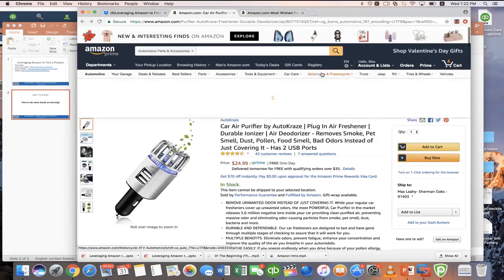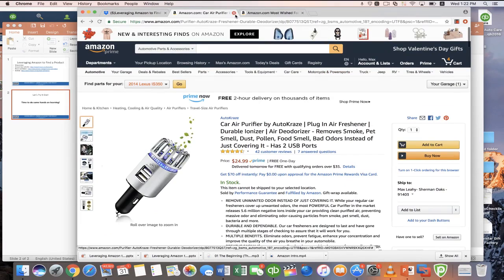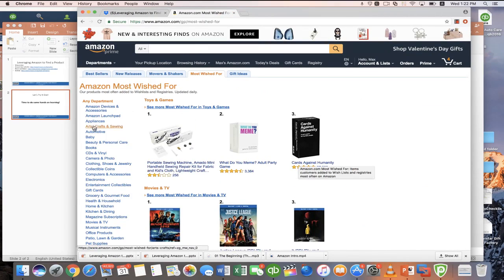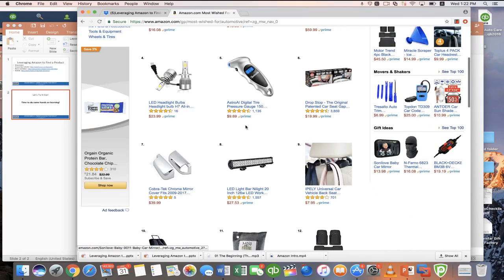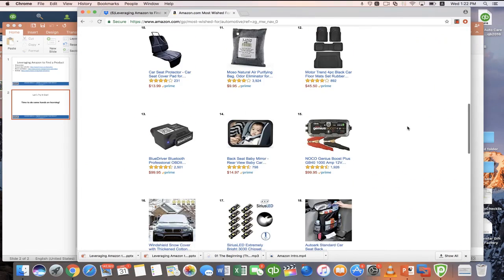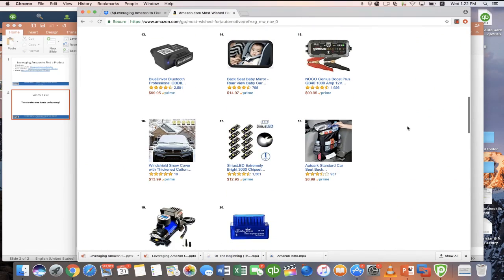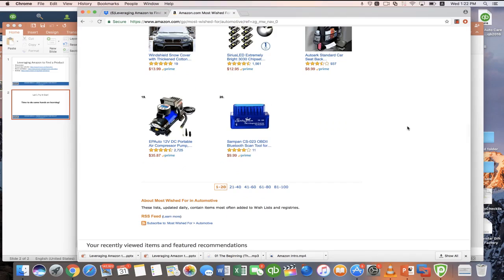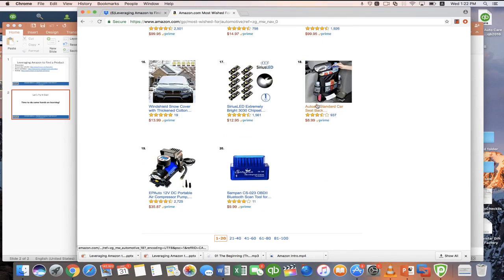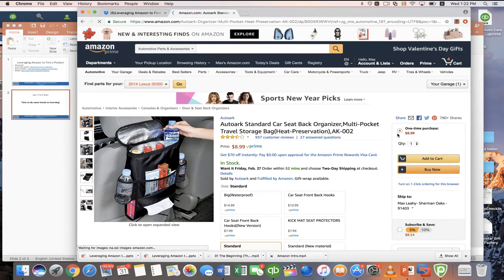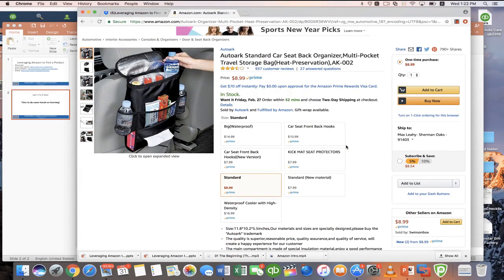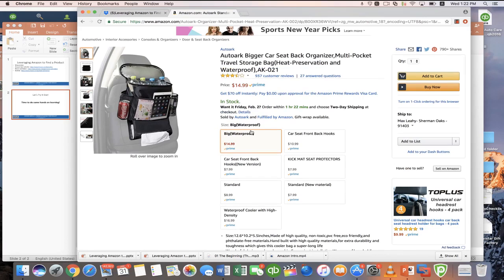So again, doing pretty much the same with movers and shakers as we did with the top 100, and we're going to do the same thing with most wished for. So we're going to go to automotive, and we're going to scroll down here. Looks like it's very similar to the other 2 products, so I'm not really going to go through these. But you would do the same thing, like here we go, standard car seat. So car seat back organizer, multi-pocket. These are really popular. You can find ones that are a little bit more money, like big waterproof. Here you go. Something like this, that would be $15.